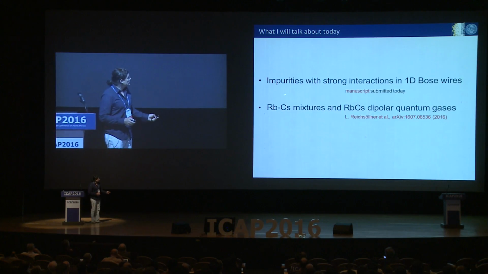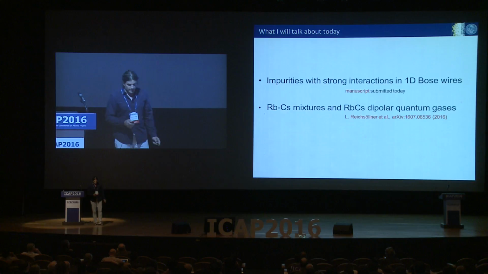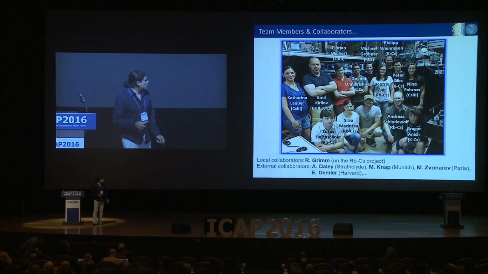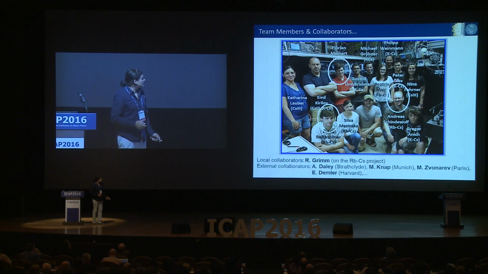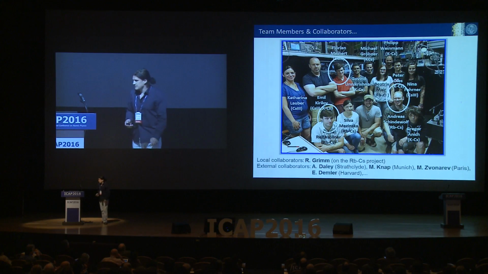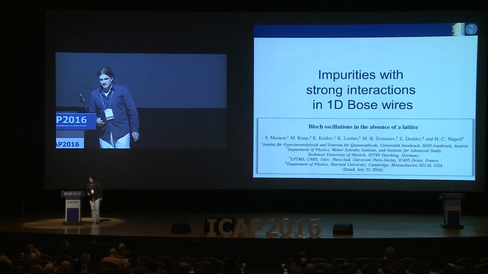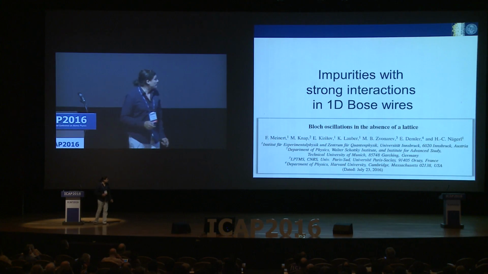So this is my overview. I will talk about impurities in 1D systems, and then perhaps have some time to talk about mixing cold atoms in a very efficient way. So before I start, though, let me acknowledge the collaborators, in particular, 3 wonderful graduate students, Florian Meinert here, who's about to move to Stuttgart, and 2 other graduate students, Lukas Reichsöllner and Andreas Schinnewolf, who worked on the rubidium-cesium mixtures. So let me talk about this first, about strongly interacting impurities, and this is work that we do together with, in particular with Michael Knapp from Munich, Eugene Demler at Harvard, and Misha Svonarev in Paris.